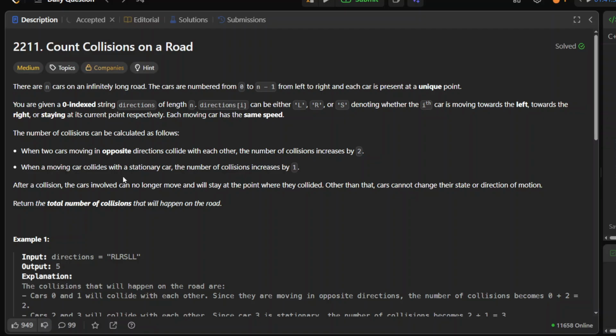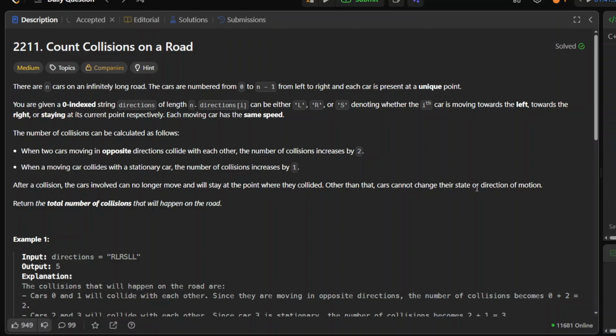So they have defined two types of collisions. When two cars moving in opposite directions collide, the number of collisions increases by 2. When a moving car collides with a stationary car, the number of collisions increases by 1. After a collision, the cars involved are no longer moving and will stay at the point where they collided. Other than that, the cars cannot change their direction or state of motion.